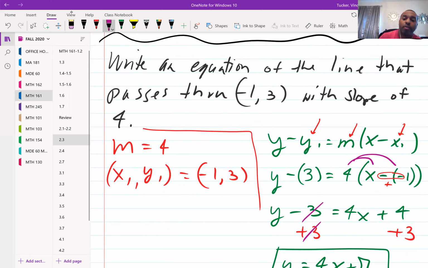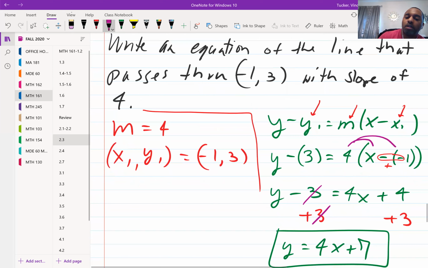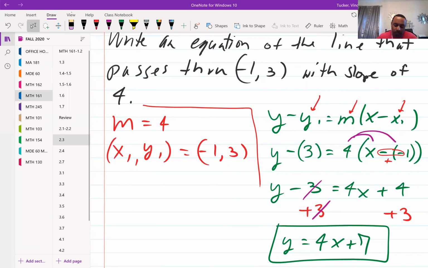So 3 goes in for y1, 4 goes in for m, and then negative 1 goes in for x1. Make sure you don't lose a negative in your substitution. So it's y minus 3 equal to 4 times x plus 1, because that negative to a negative will turn positive. If I do my distribution, that will leave me with y minus 3 equal to 4x plus 4. Then to finish solving, I will add 3 to both sides. And that equation will be y equal to 4x plus 7.